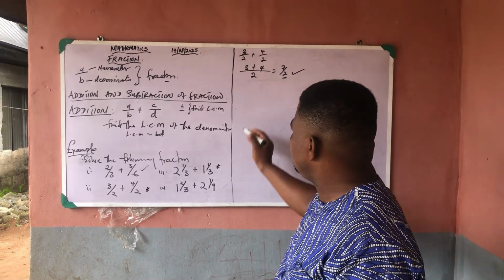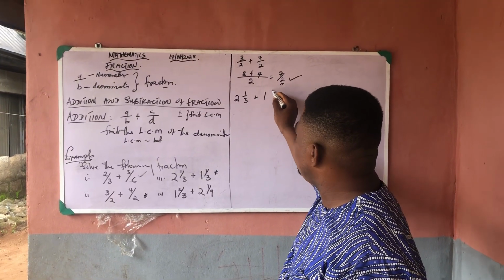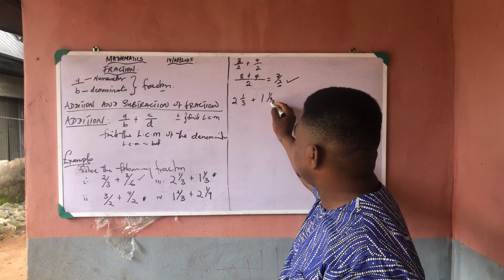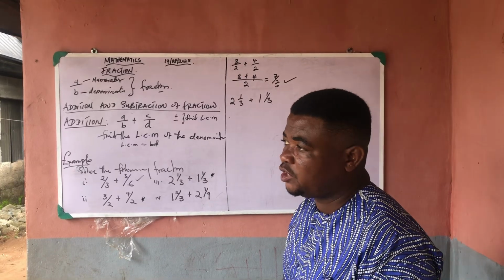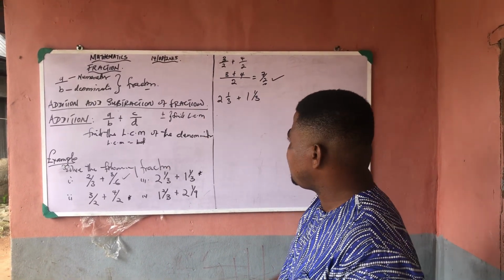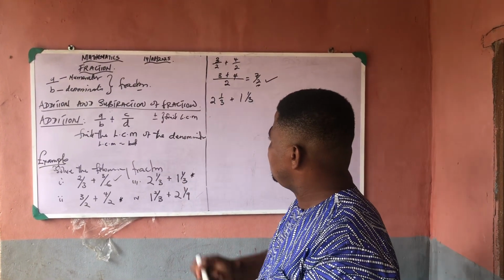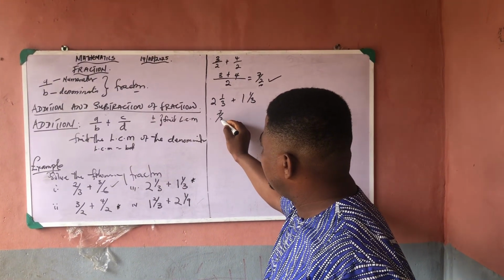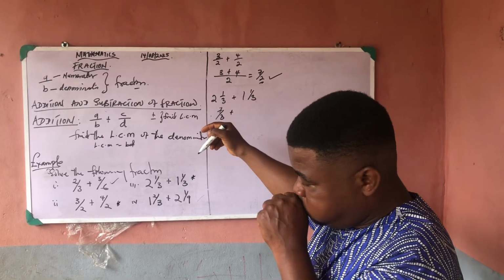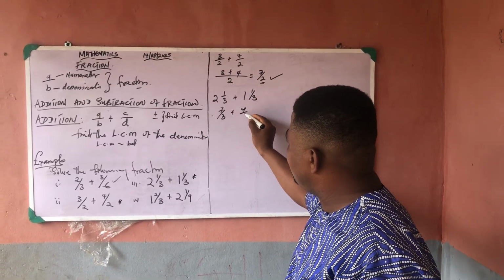The next one is 2 whole number 1 over 3 plus 1 whole number 1 over 3. In this case again, they are mixed fractions. You will have to change these mixed fractions to improper fractions. 3 times 2 will give us 6. 6 plus 1 will give us 7 over 3. Plus 3 times 1 is 3, plus 1, 4 over 3.